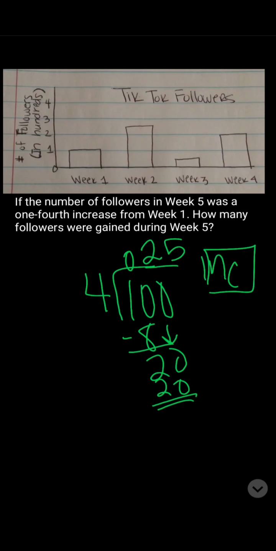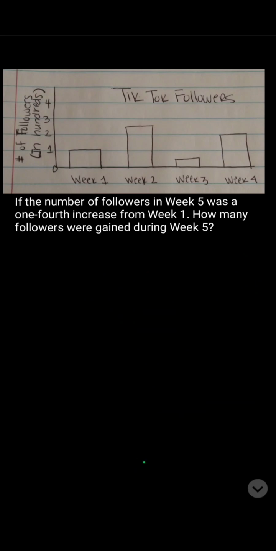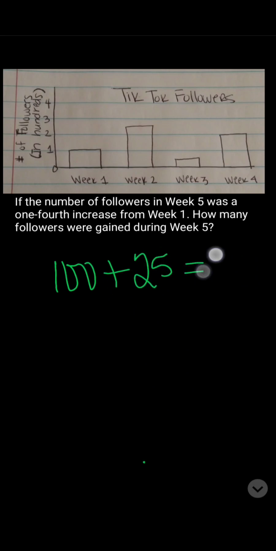Week 5 is going to be week 1 plus the increase. 100 plus 25 equals 125 followers in week 5. Word problems, you want to break them down as much as you can and take them step by step.